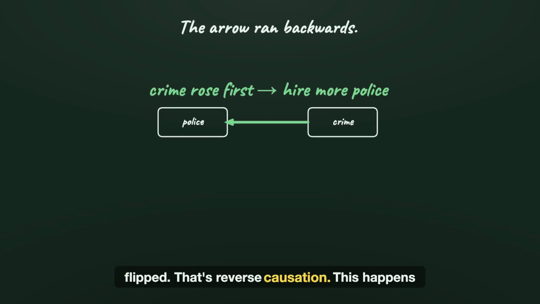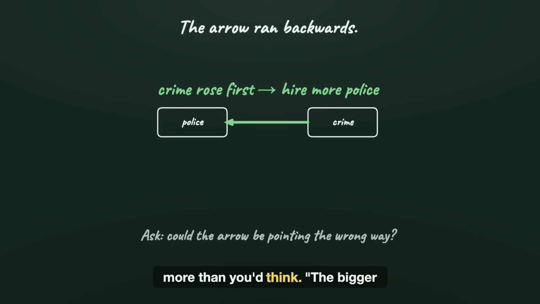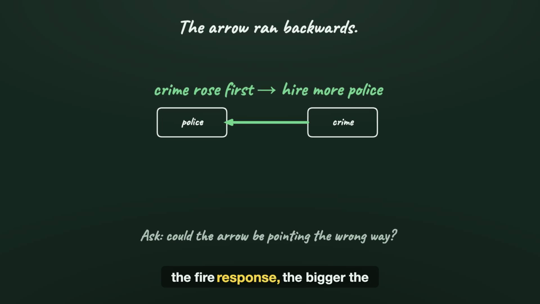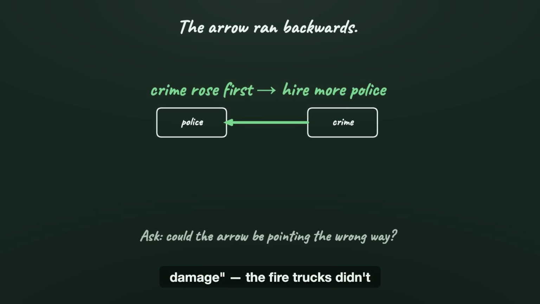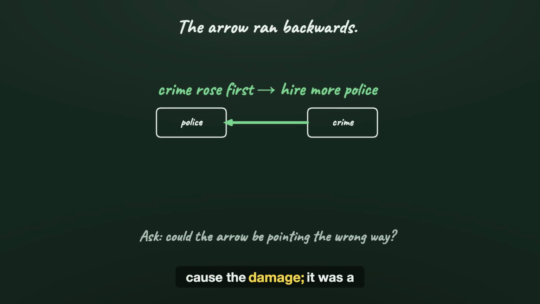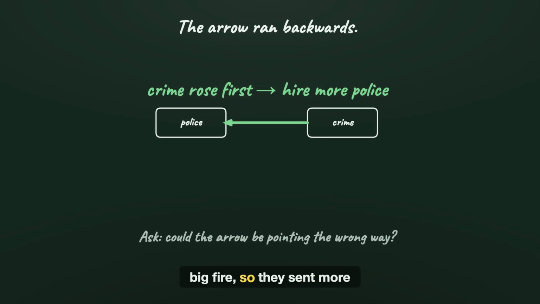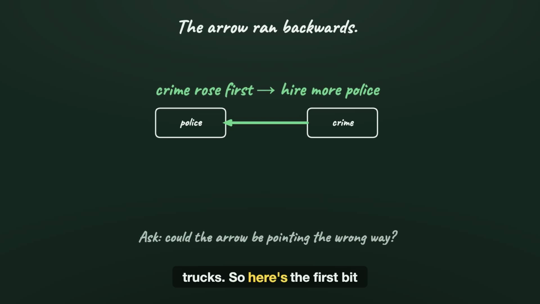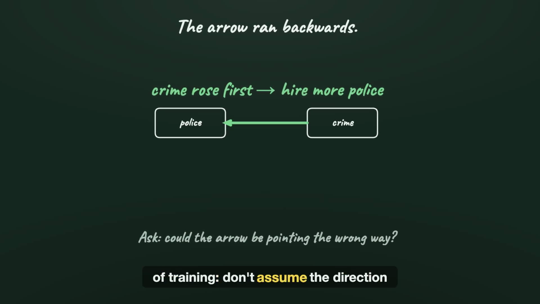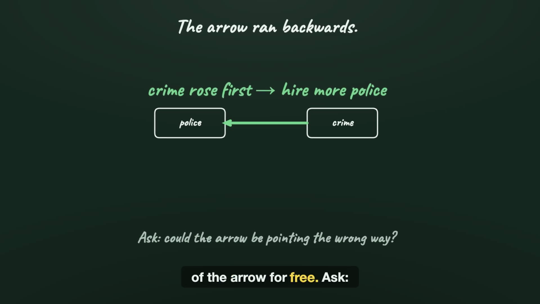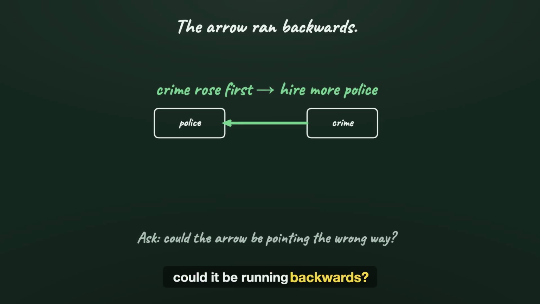That's reverse causation. This happens more than you'd think. The bigger the fire response, the bigger the damage. The fire trucks didn't cause the damage. It was a big fire, so they sent more trucks. So here's the first bit of training. Don't assume the direction of the arrow for free. Ask, could it be running backwards?